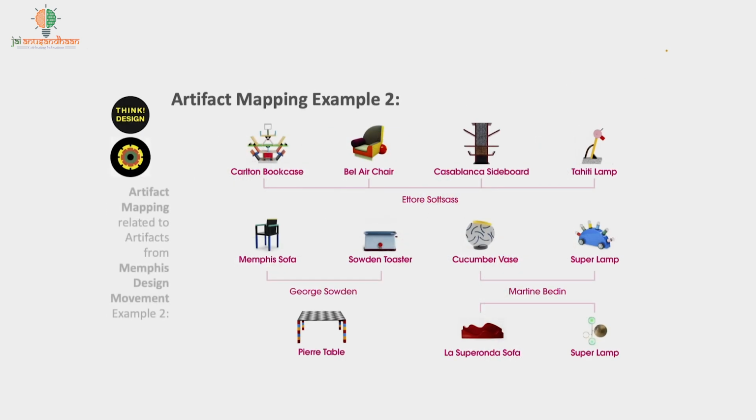This is from the Memphis design movement. Okay, and the different designers who were responsible for the Memphis movement, their products have been shown here, and at a glance you can see what kind of colors they used, what kind of shapes they used, what kind of material combinations they used. Okay, so it gives you a very nice big picture of what this Memphis design movement was.